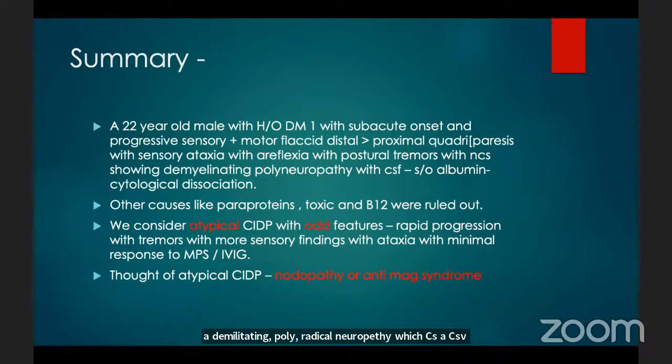Other causes like the paraproteins, toxic, and B12 were ruled out, and we considered atypical CIDP. The odd features are the rapid progression with tremors, more sensory findings, ataxia, and minimal response to MPS and IVIG. So we thought of atypical CIDP, in this case nodopathy or anti-MAG syndrome.